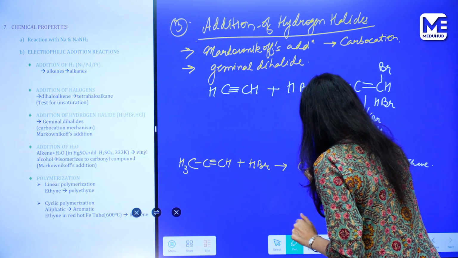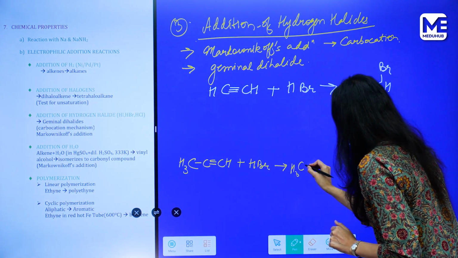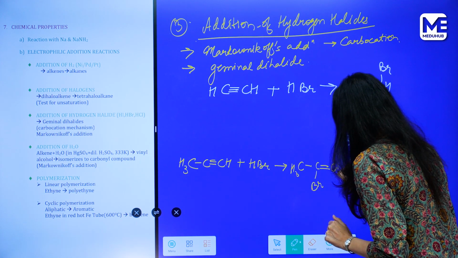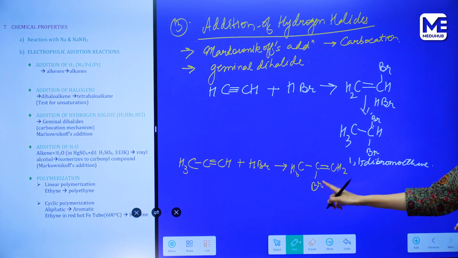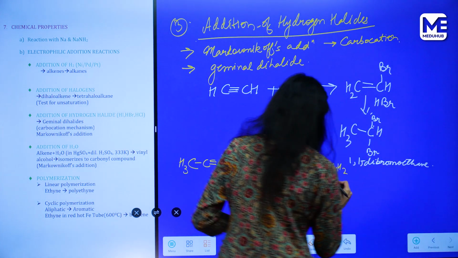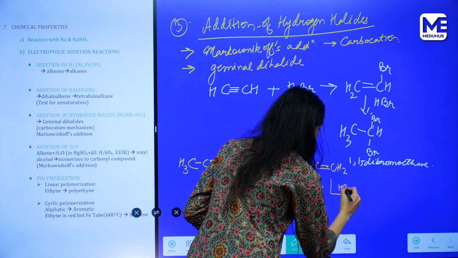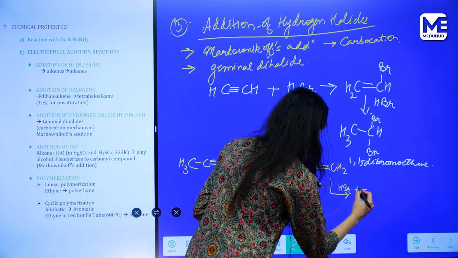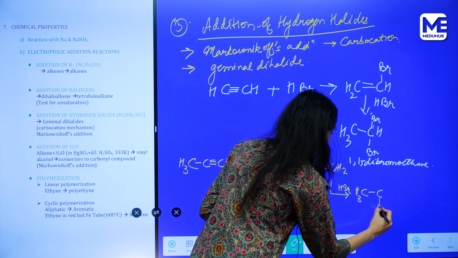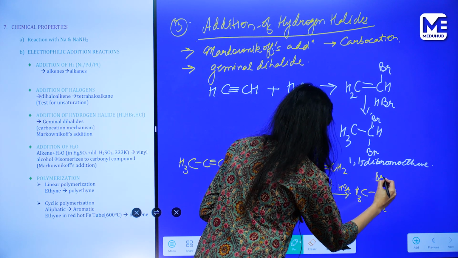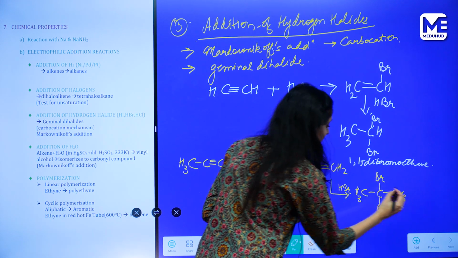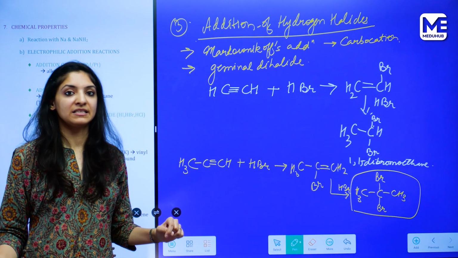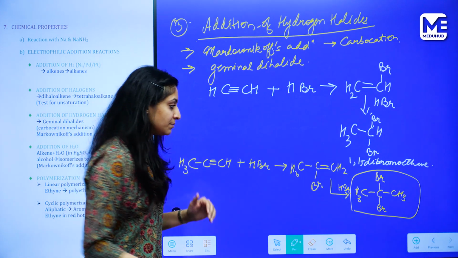So we will get CH3 CBr=CH2, and then it will add on a further molecule of HBr. Again, this Br will get added on here only. We will get a geminal dihalide product here, CH3. So this is the product. Now we have to see why this is happening. For that, we need to look at the mechanism.